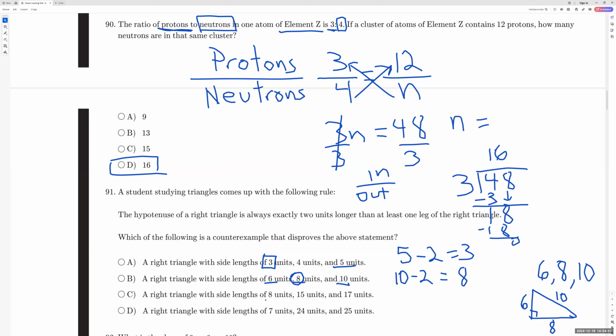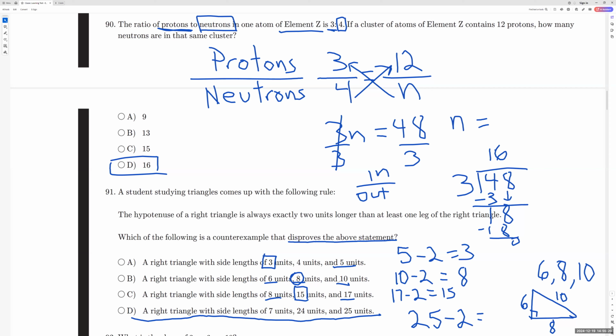Okay, so then I have 8, 15, and 17. 17 minus 2 is 15. Do I have a side of 15? Yes, I do. Only one to prove him wrong. D, a right triangle with side lengths of 7, 24, and 25. I think the question is disprove. In other words, it is wrong. In other words, not always when we subtract 2 are we gonna get the length of another side. So this is exactly what happens here. 25 minus 2 is equal to 23.